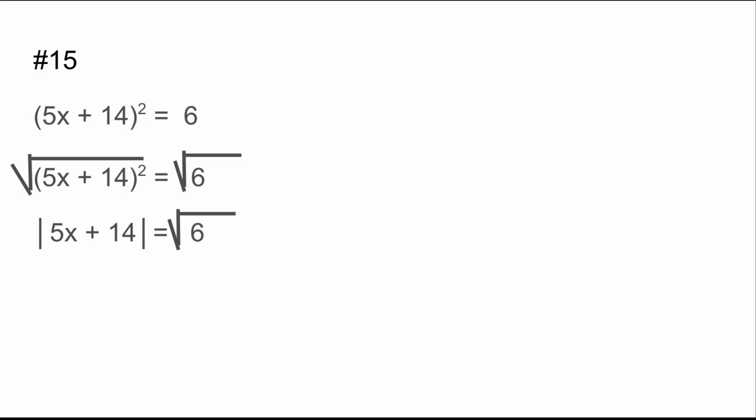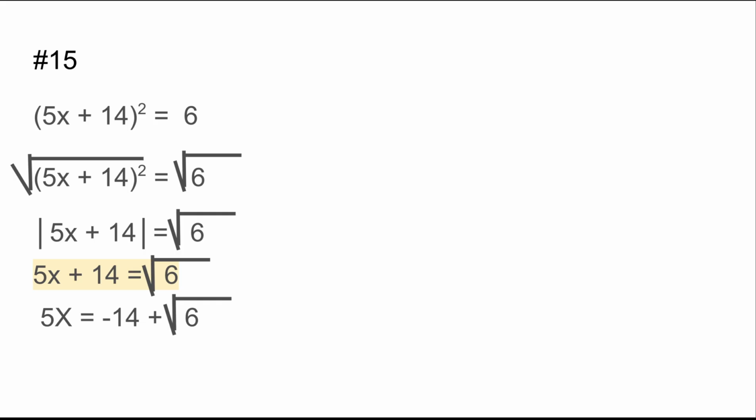The absolute value of 5x plus 14 equals the square root of 6. Rewrite this equaling positive square root of 6 and negative square root of 6. Subtract 14. In your calculator, write negative 14 plus square root of 6, enter, then hit divided by 5. X equals negative 2.31.